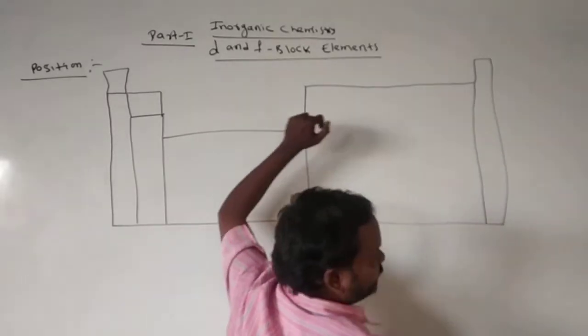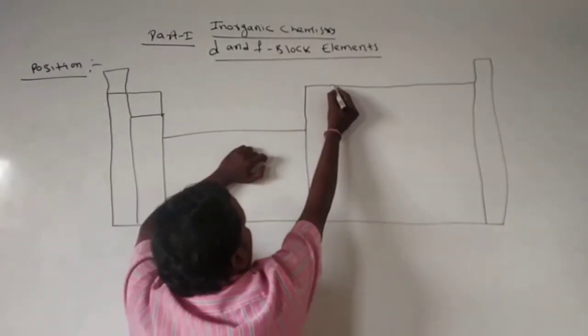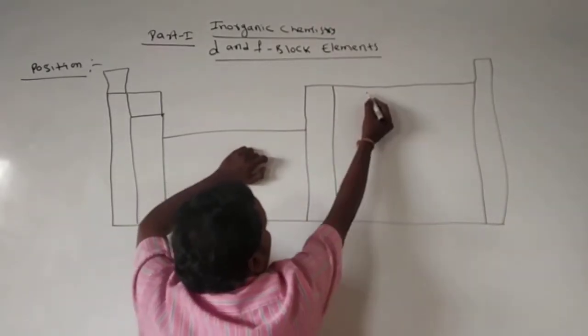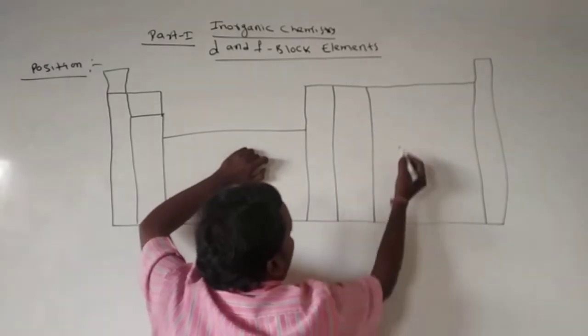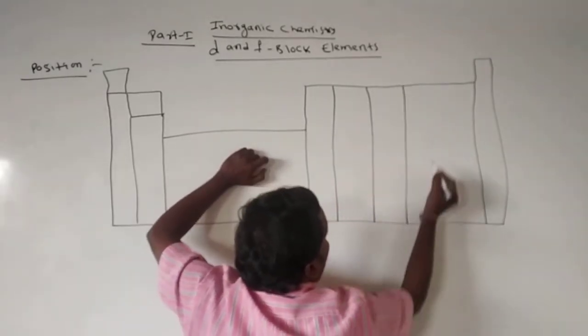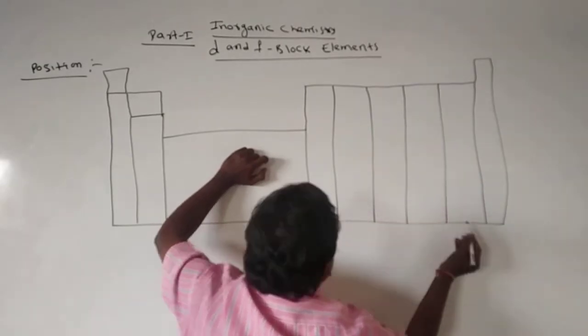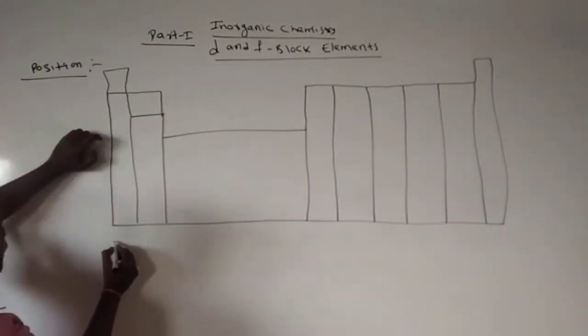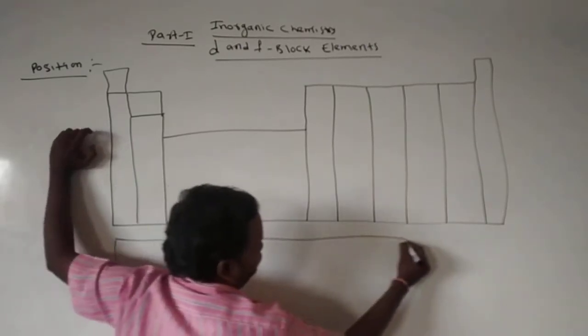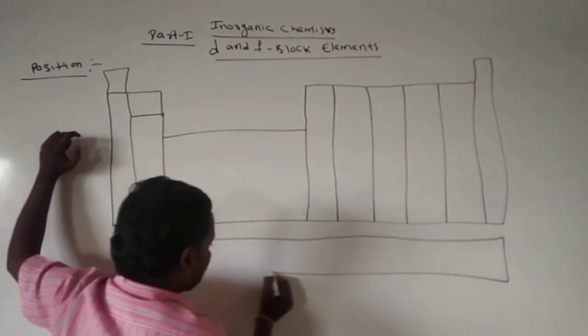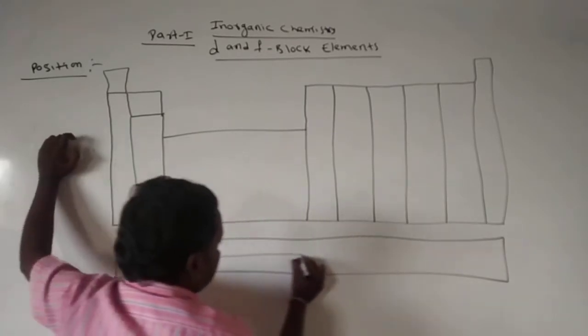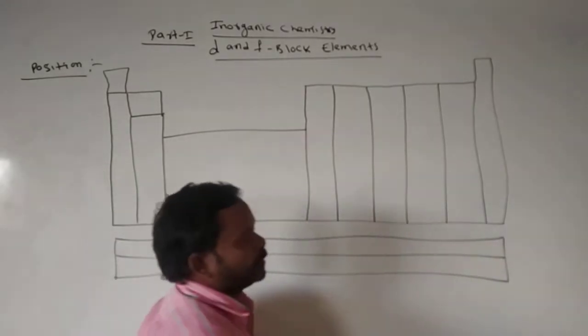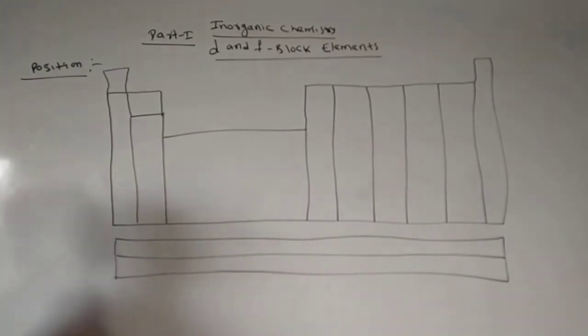This is constructed by Niels Bohr based on the electronic configuration. This is what we call the long form of the periodic table. This is just the skeletal structure of the periodic table, constructed by Niels Bohr based on the electronic configuration and outermost orbit electrons.